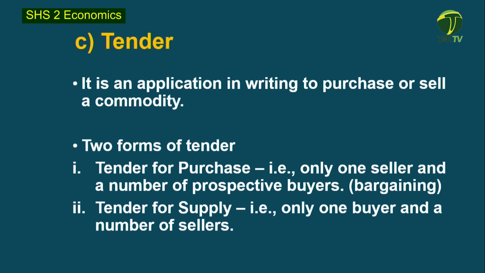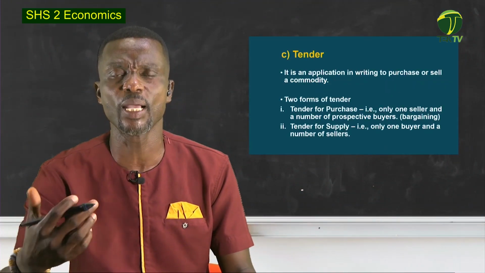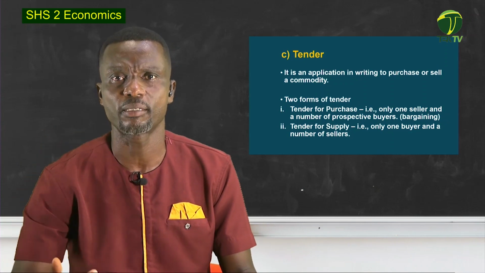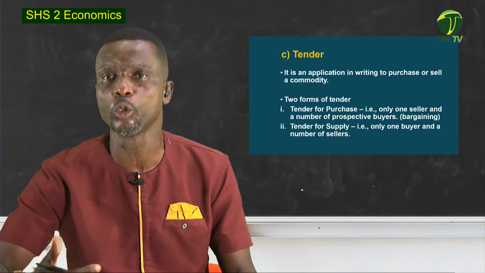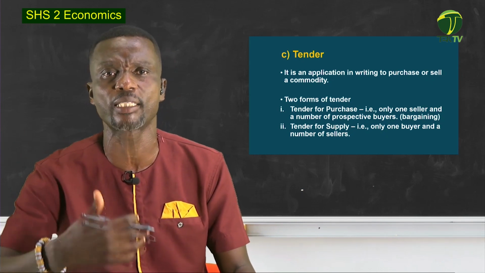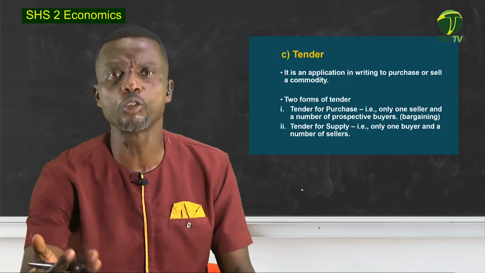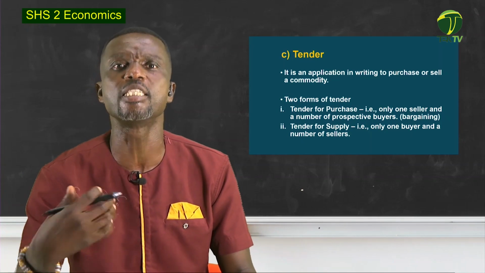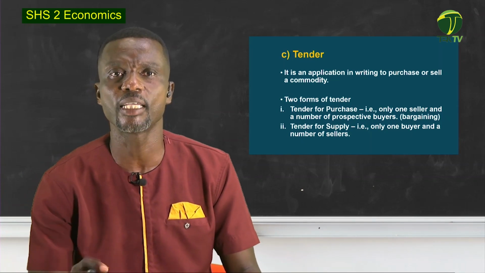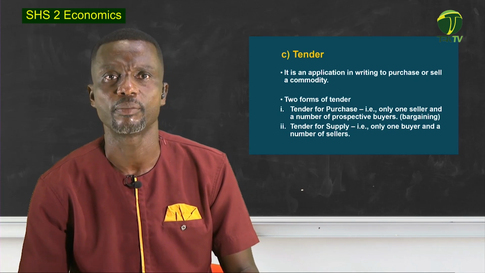The second type of tender is tender for supply, where there's only one buyer and a number of sellers. So the sellers are many. In most cases, if you look at government projects, those of you who are familiar with the projects going on in your schools, the government invites contractors to come and build a school block, let's say a classroom, a dormitory, whatever. A lot of contractors will write proposing to put up that building. The one who is able to give the best offer is given the contract. This is what we call tender for supply.